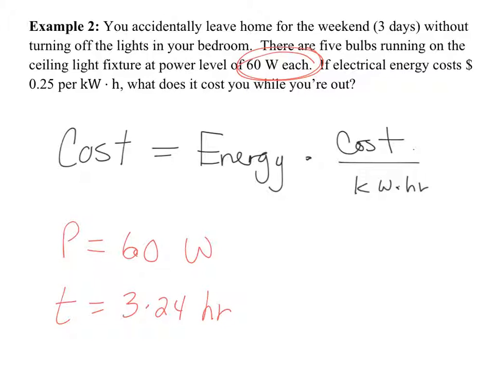If you recall last class, we talked about how to convert from kilowatt hours to joules, and you guys recognize that it was like 3.6 times 10 to the 6 joules for 1 kilowatt hour. It's a ton of joules for a kilowatt hour. We're going to leave our units in hours because we're looking for kilowatt hours. Now, how many bulbs are running? 5. So how many watts are you really consuming? 300.